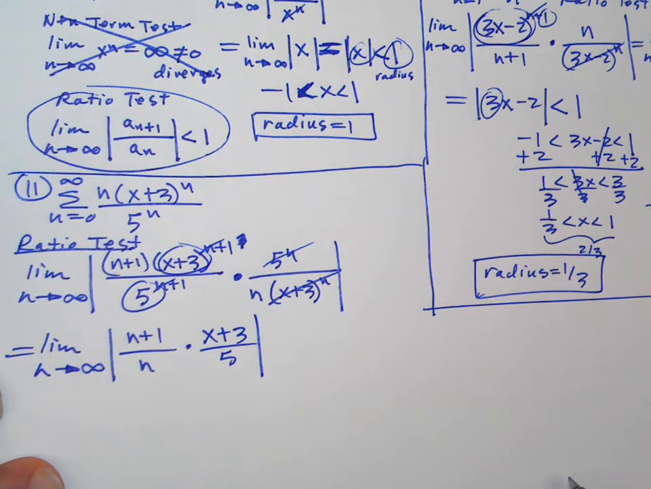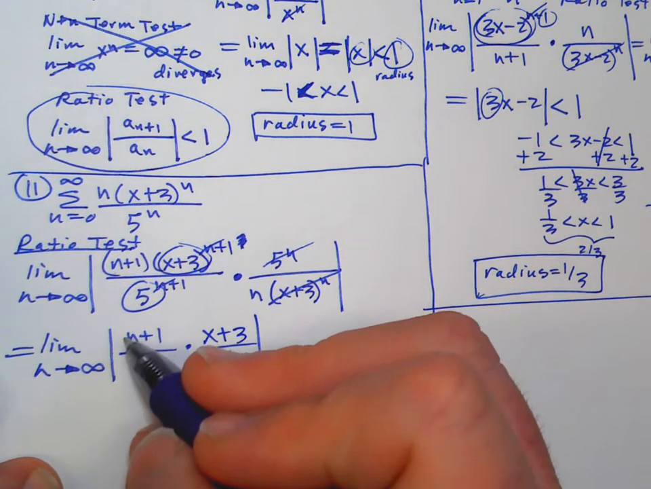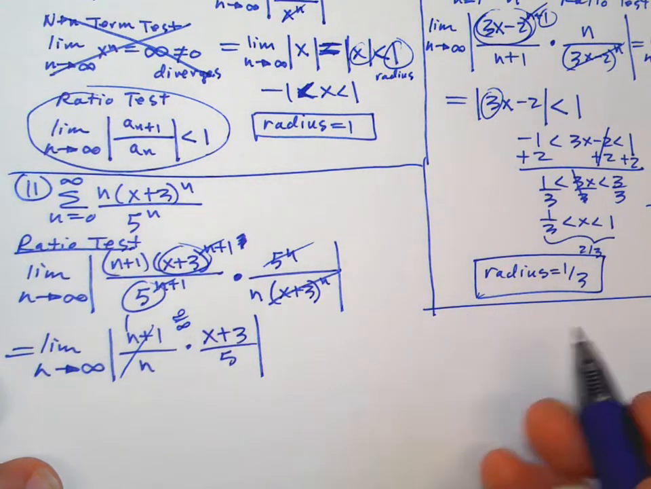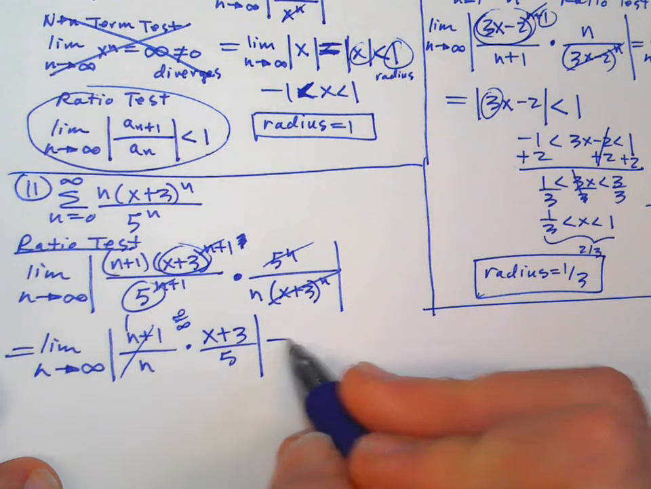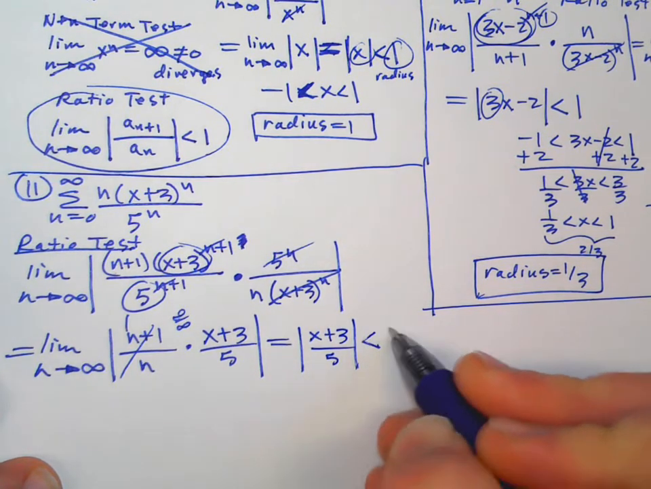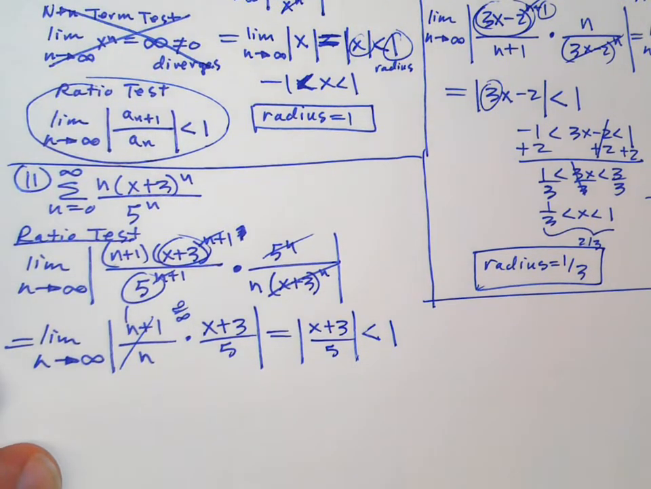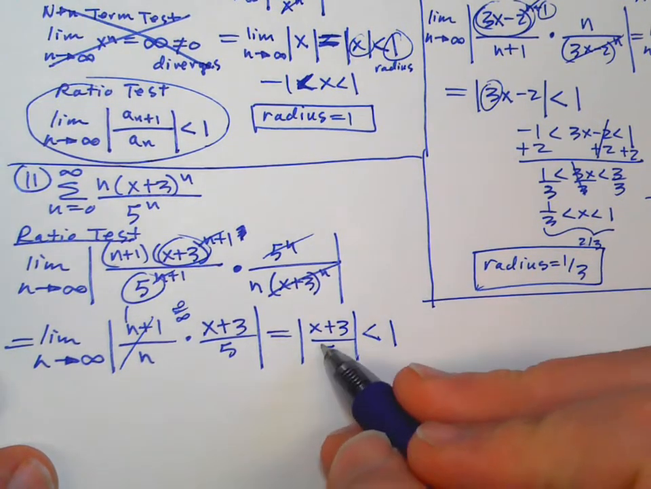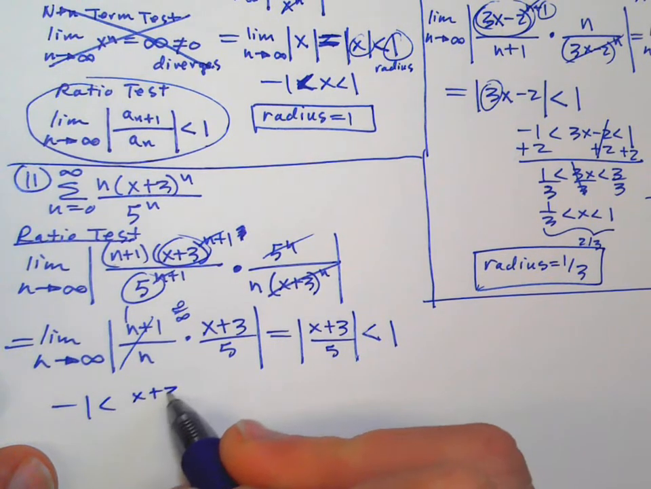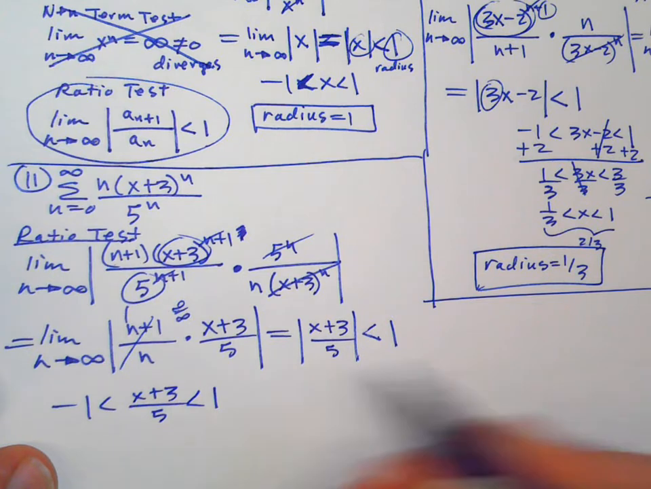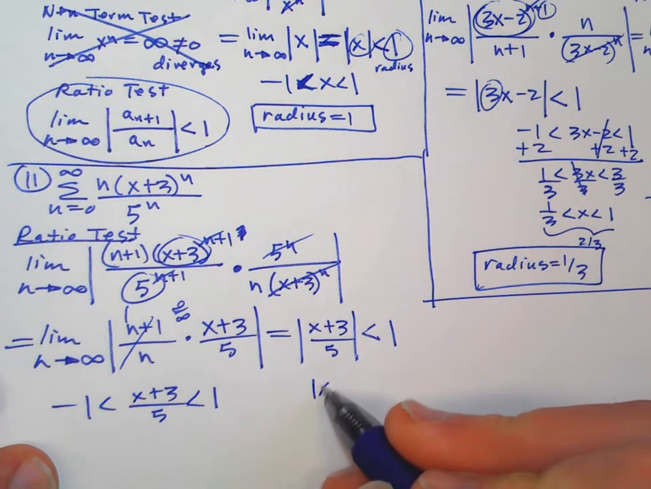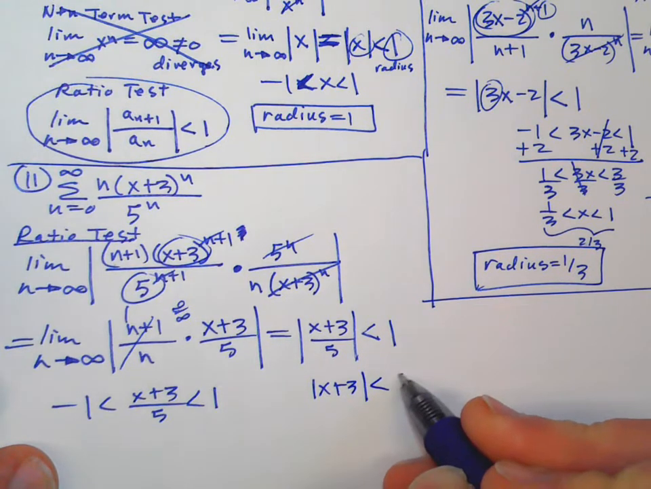I just simplified it. Now, this can go to infinity over infinity, right? And that's just going to be 1. I'm letting you be lazy with that right now. So what we get is x plus 3 over 5 in absolute values, and it needs to be less than 1. Now, if you want the radius, my advice, so there's 2 ways we could do it. We could go ahead and start solving it, just get rid of the absolute values, or you can multiply both sides by 5, and there's your radius.